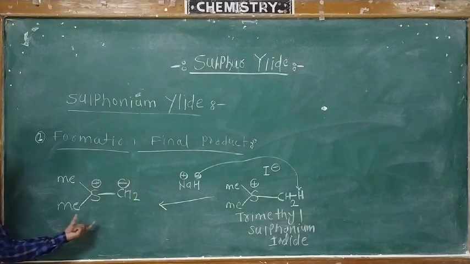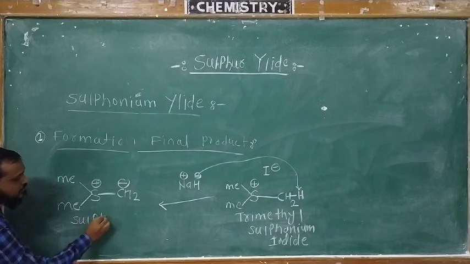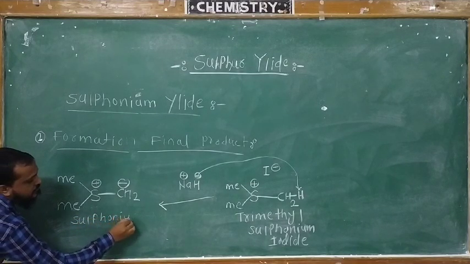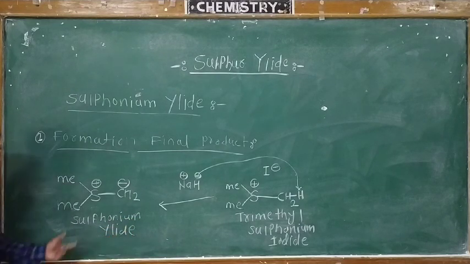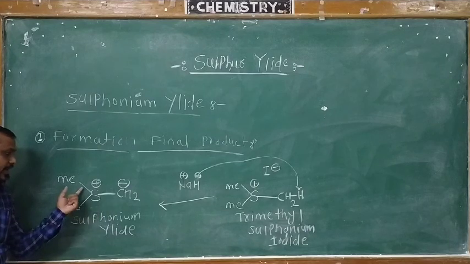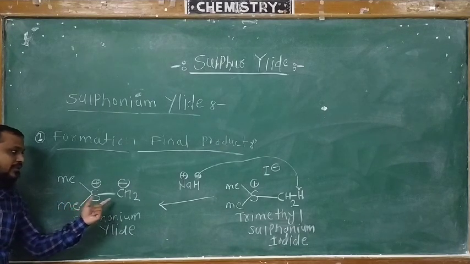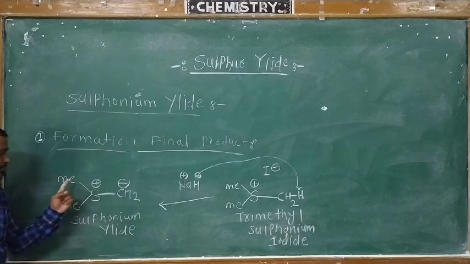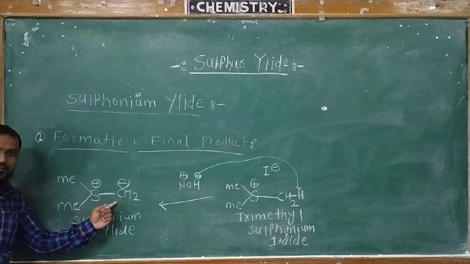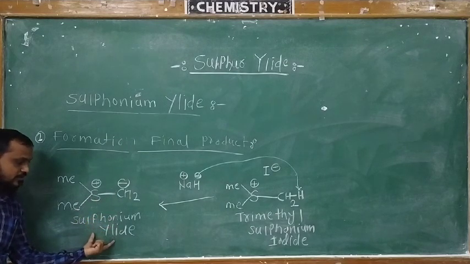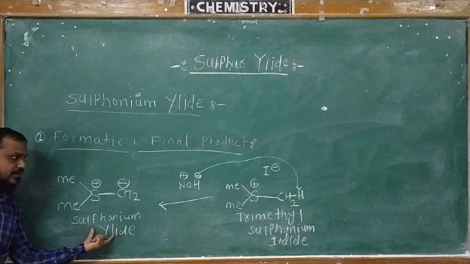This is the structure of sulfonium ylide. It is also called dimethyl sulfonium methylene. And this is the final product, our desired product, sulfonium ylide.